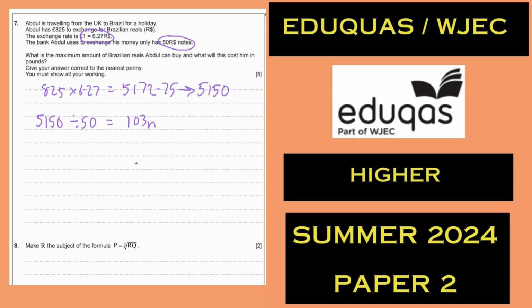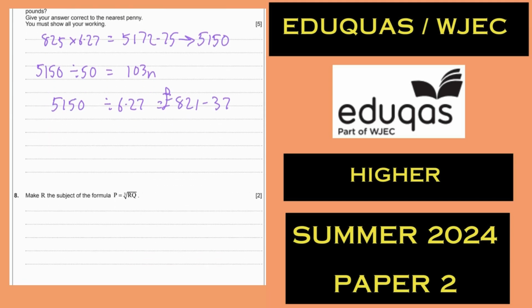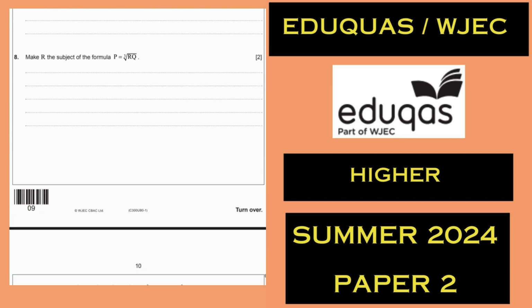Because it does say what is the maximum amount Abdul can buy and what will this cost him in pounds. So those 5,150 will cost him. Now we divide to convert it back to pounds. It's going to cost him 821.371 and so on. It's money, so we're going to round it off. £821.37.